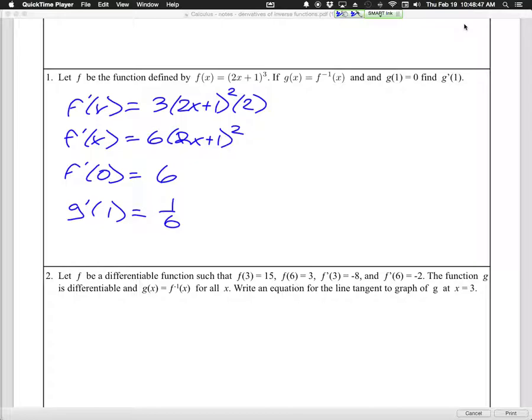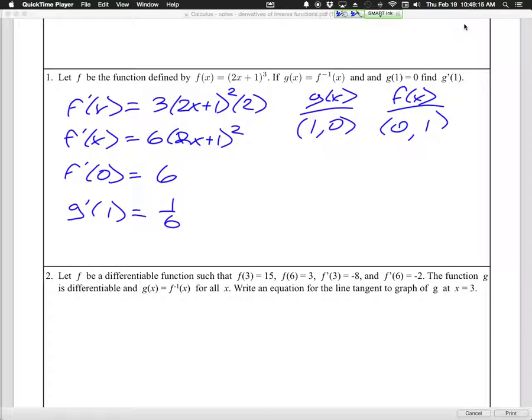Now, there's something we didn't do on this problem that I would like you to do every time you do one of these function and inverse problems, and that is write down the ordered pair of both. What ordered pair did they give me to start this problem with? (1, 0). What did it belong to? G. So if I have (1, 0) of g, what do I have of f? I have (0, 1).